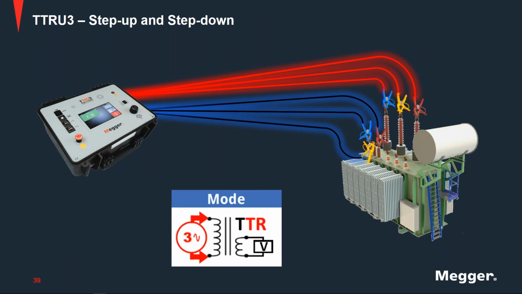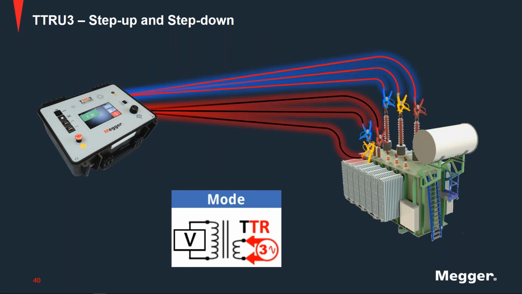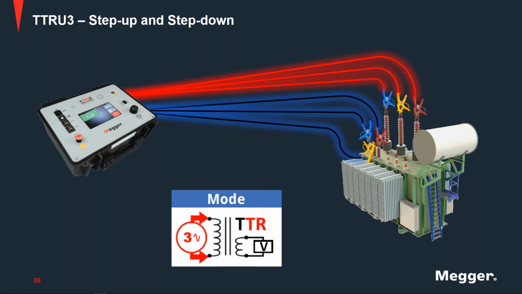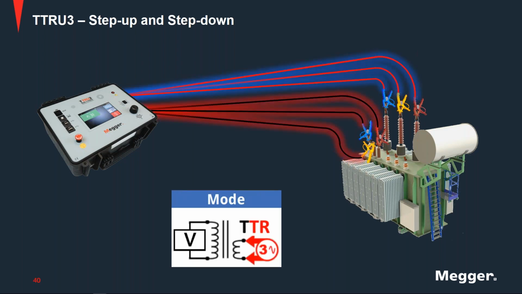And as mentioned, the Ttru3, you can do step down where you excite the primary winding, or you can do step up where you excite that secondary winding. And here I am showing the red highlight moving from the primary winding to the secondary winding to show where that voltage is being applied, where we're exciting the transformer.